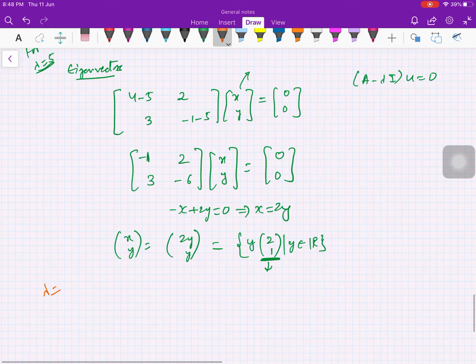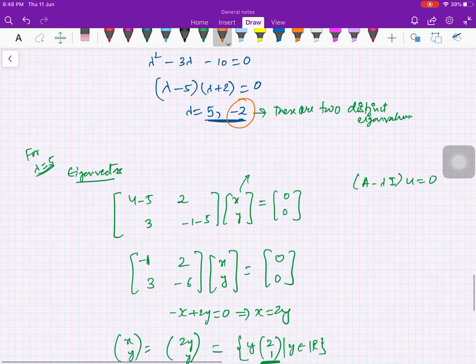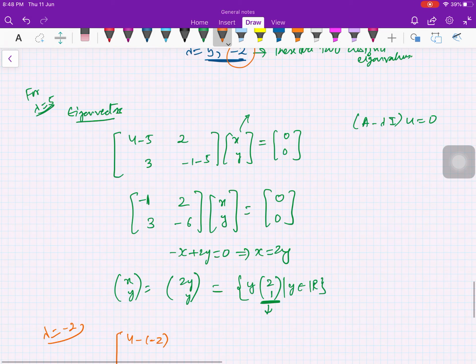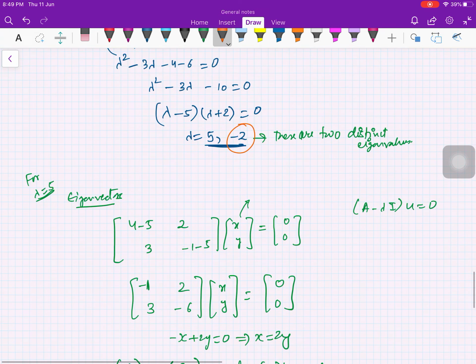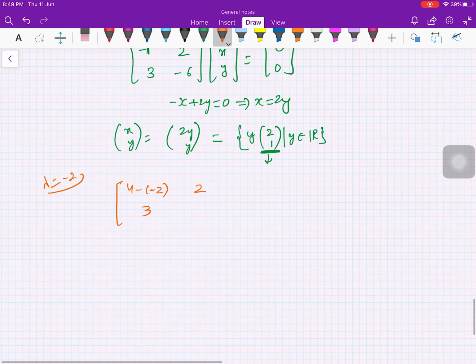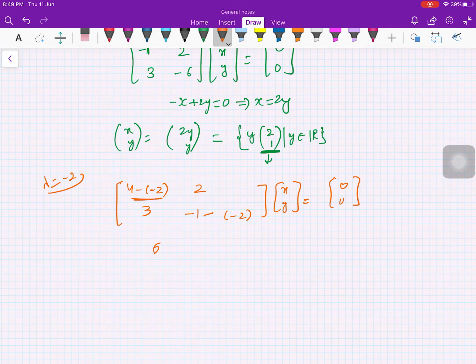Now the other eigenvalue is minus 2. You put lambda equal to minus 2 here. So you'll get 4 minus minus 2, and then you have 2 here, 3 here, and then minus 1 minus minus 2. So you will get [6, 2; 3, 1] times (x, y) equal to (0, 0).